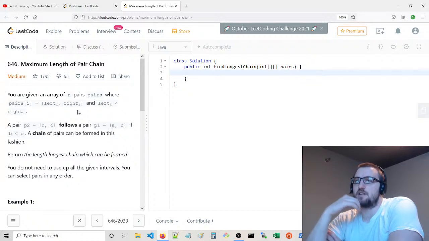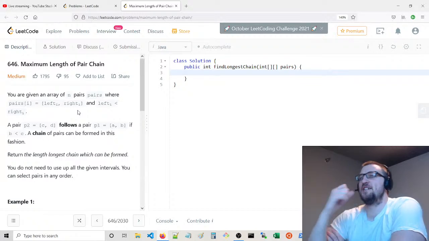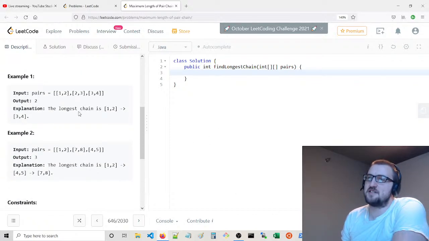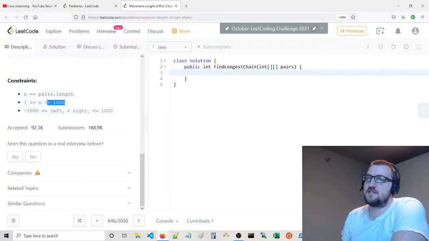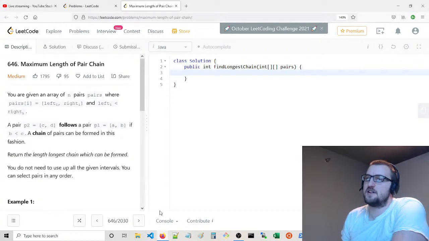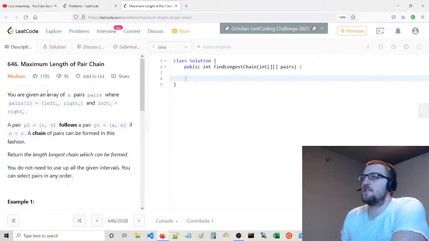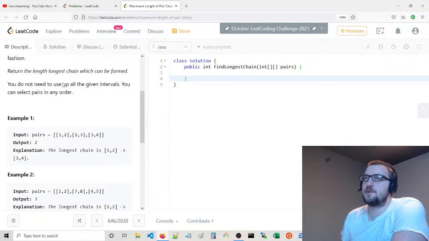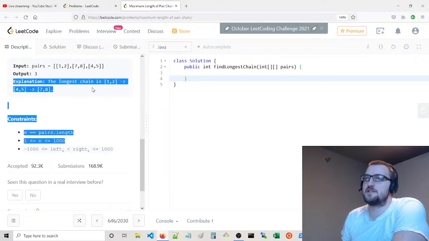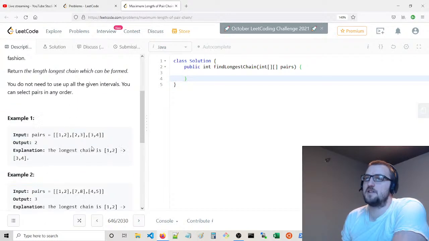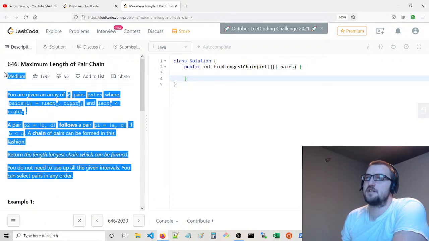I don't know if you can do this in n log n time. Actually, this might be quadratic time. With only 1,000, it's not too bad. You can maybe do it in quadratic time, but I don't know if you can do this in linear time. Problem statement is not clear. No, the problem statement is clear. I understand what they're asking, but the solution is challenging.